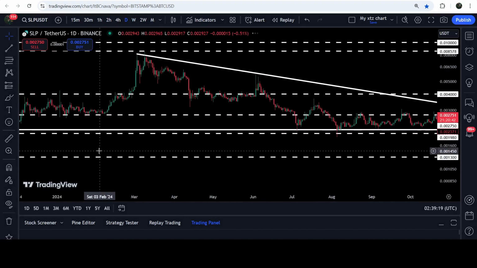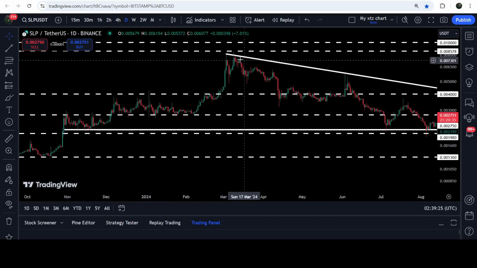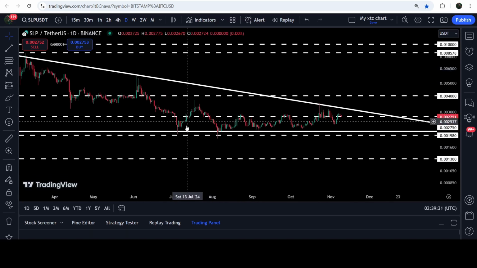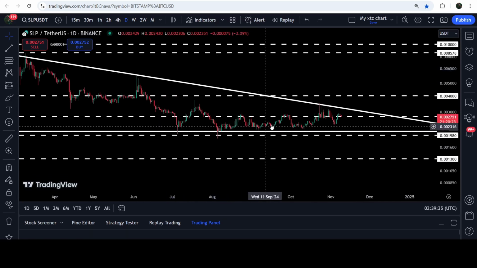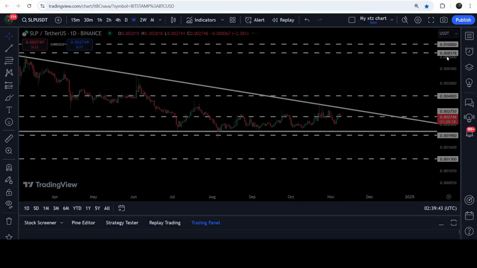First, we found the support here when we had several touch points here. Then we had a big bounce. We got two or three touch points here. Then we got rejection here, rejection here. Then we had a bounce from the support, another bounce from the support, another bounce from here, another bounce here. And now for the past several days, it is trying to break out the resistance of this triangle. And in today's video, we will analyze this move.